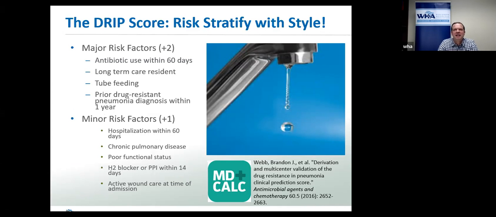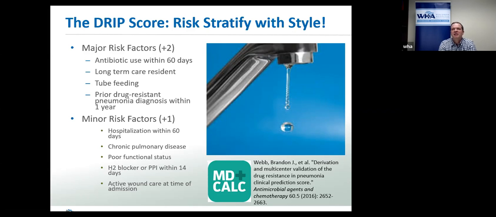So let's use the patient in that example, the 70-year-old male with COPD and diabetes, a BUN of 25. He's had no antibiotic use in 60 days. He is not a long-term care resident. He's not being tube fed. He has no prior drug-resistant pneumonias in the last year, so he has no major risk factors. He has not been hospitalized within 60 days. He does have COPD. Let's even say he has poor functional status, sure. No H2 blocker, no active wound care. For this patient, we would actually give him 2 minor risk factors and a DRIP score of 2.